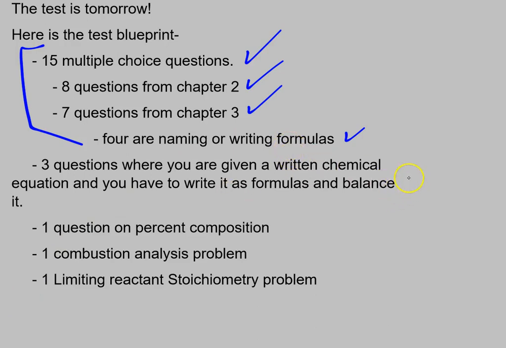Okay, we will do one of these today. Percent composition. To me, this is the easiest question of the test, so hopefully that makes sense. We'll go over it today. 1 combustion analysis problem and 1 limiting reactant. So this is the goal of today. So let's get after it.